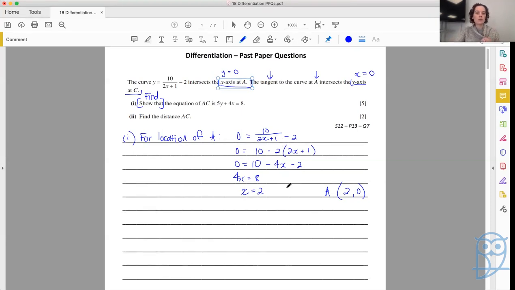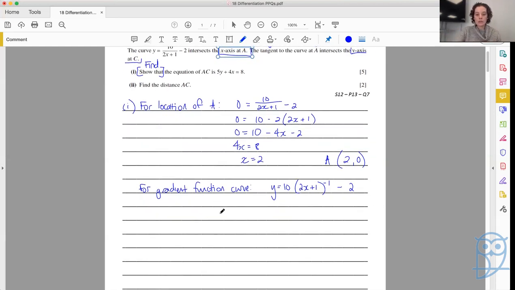Now we've got the location of A, we want to work towards getting that gradient, because we're aiming for y minus y1 equals m times (x minus x1). That's what we're always going to use when we're creating the equation of a line. So in order to get the gradient of the tangent, we need the gradient of the curve. We now have to go into calculus format. So y equals 10 times (2x plus 1) to the minus 1, minus 2. Now we are in calculus form, we're ready to differentiate.